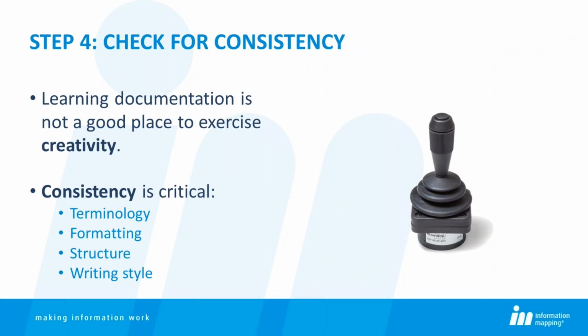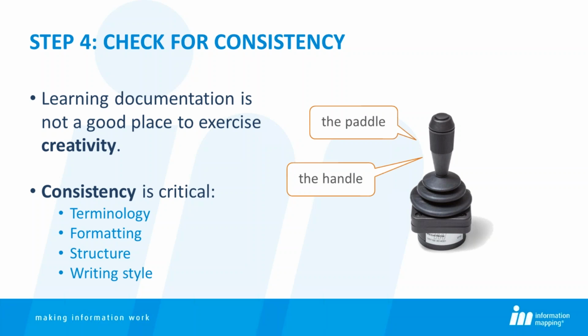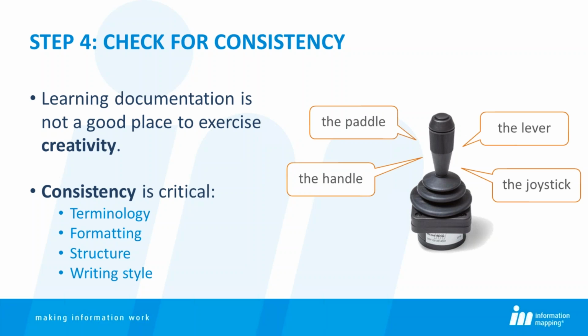Consistency is key. Again, we're talking about not only formatting and structure, but terminology as well. Also the writing style. And in regards to terminology, if you see there on the screen, we have an item that can be called a handle, a paddle, a lever, or a joystick. So if you refer to them as all four, newer people who may not be familiar with the fact that it has four different names may be very confused in trying to perform a certain task or understand something if they're not aware of it.